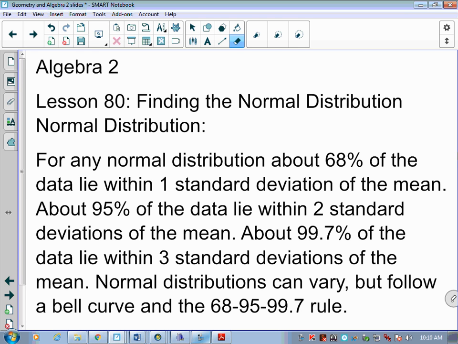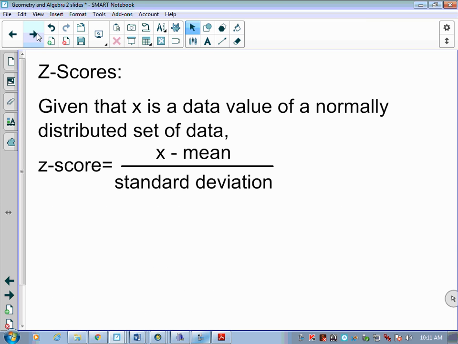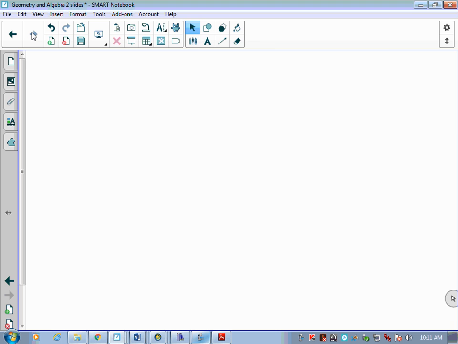For any normal distribution, about 68% of the data lies within one standard deviation of the mean. About 95% of the data lies within two standard deviations of the mean. About 99.7% of the data lies within three standard deviations of the mean. Normal distribution can vary, but we're going to follow a bell curve of 68, 95, 99.7. And that bell curve is going to look like this. In fact, I'm going to go a couple of slides past so that I can show it to you.